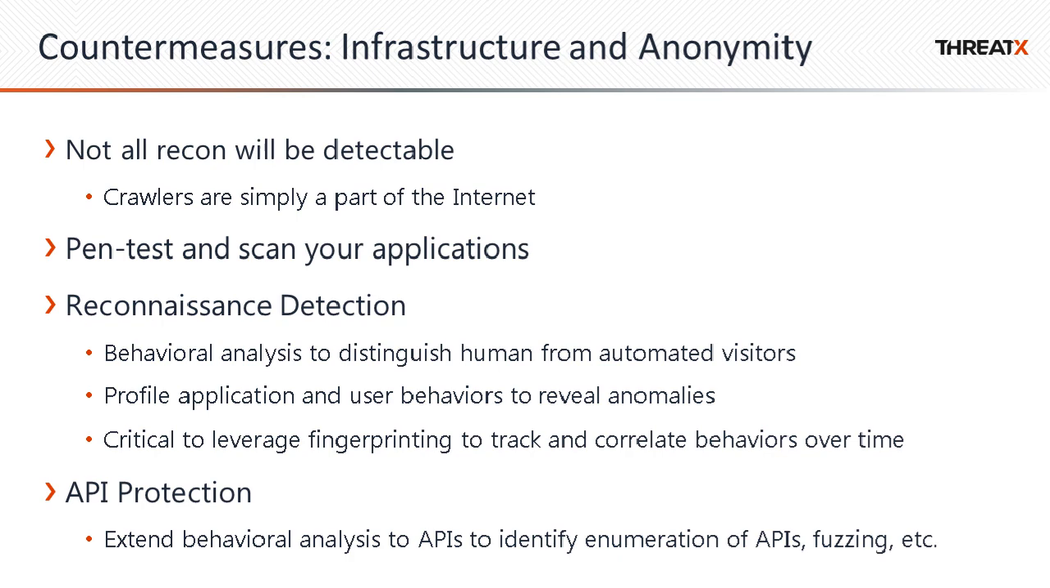But you can also do reconnaissance detection to some extent. And this can be done via behavior analysis to distinguish human versus automated visitors. So, very simple things to more advanced things. You can look for how aggressively the entity is scanning the site. If it's a very high intensity, that might look like a bot. Or you can profile the application and user behavior to see anomalies if they're hitting certain parts of the site in a different way than other users of the site.